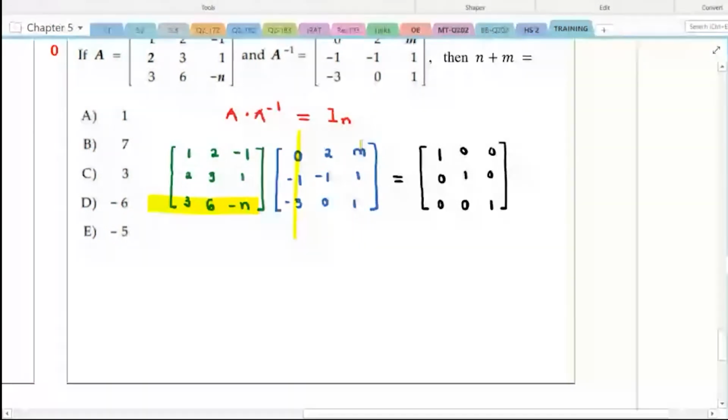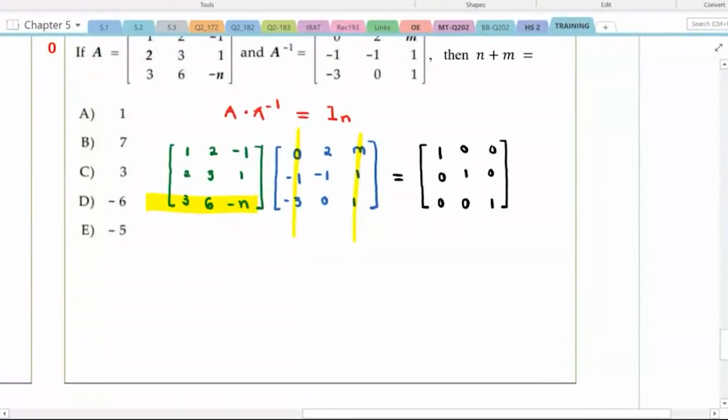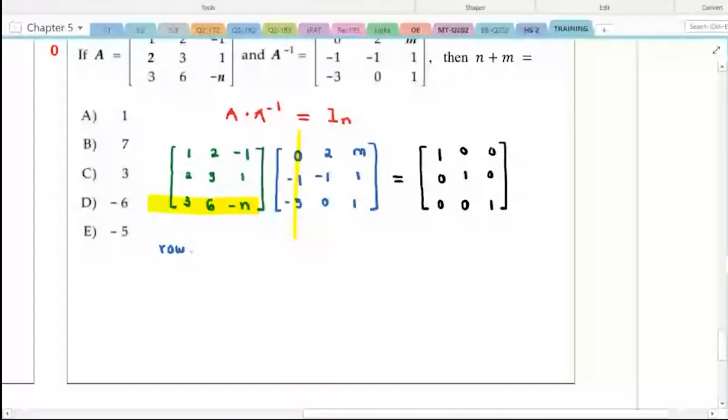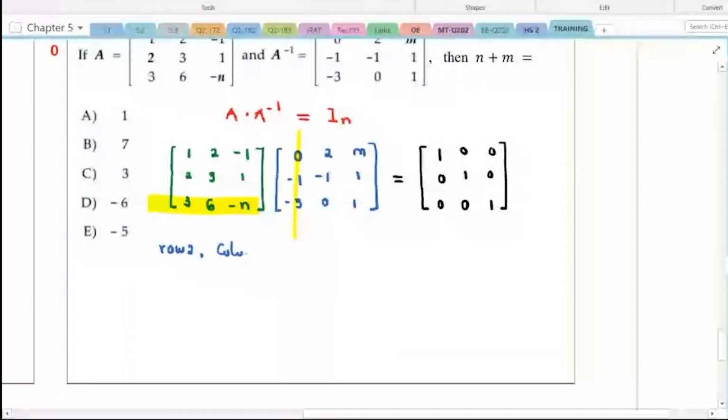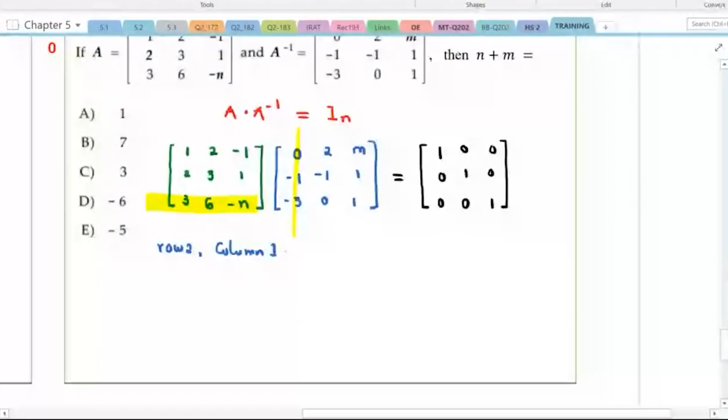Yes, I can use column number 3, but unfortunately, the m here is unknown. So again, column number 3 we cannot use because we don't know m yet. So gentlemen, what is the best one now? We use row number 3 against column number 1. So I write row 3, consider row number 3, column number 1.